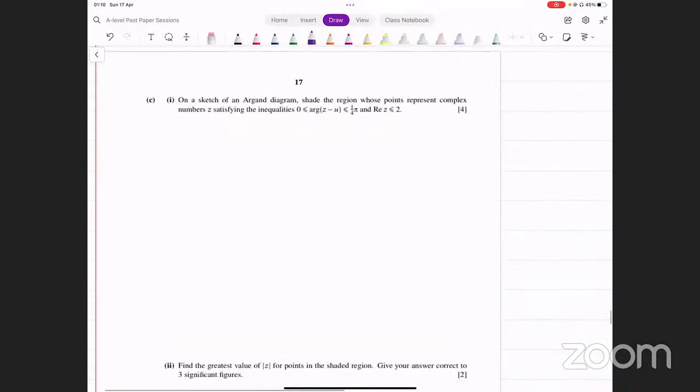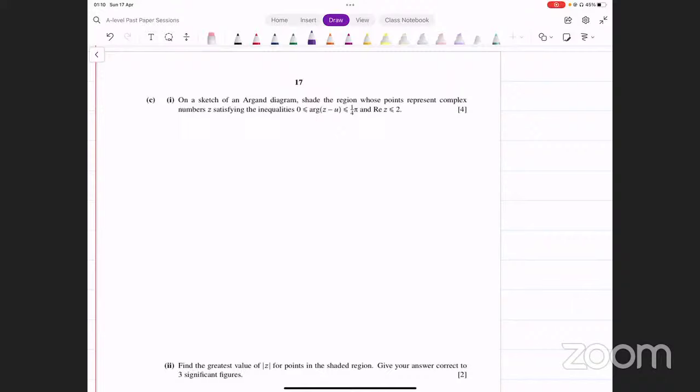On a sketch of an Argand diagram, we have to shade the region whose points represent the complex numbers z satisfying these two inequalities. Argument of z minus u, that should be less than or equal to pi over 4, and real part of z should be less than or equal to 2. ये दो चीजें शो करनी है हमें. Now how do we do this?